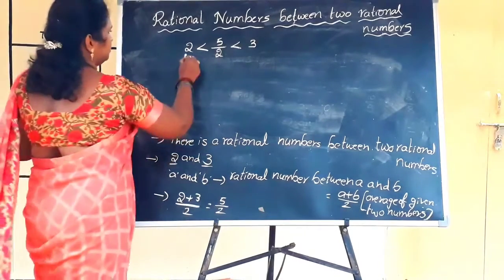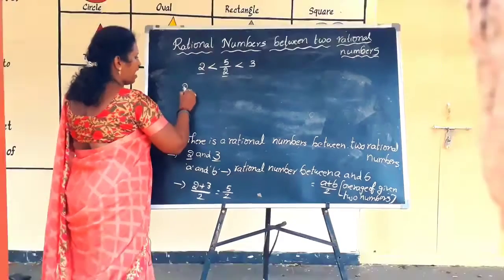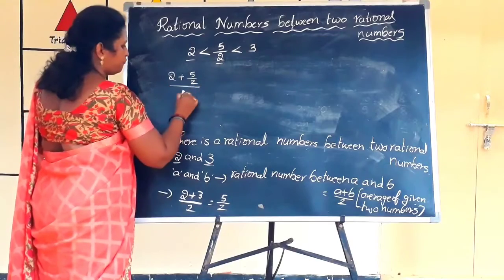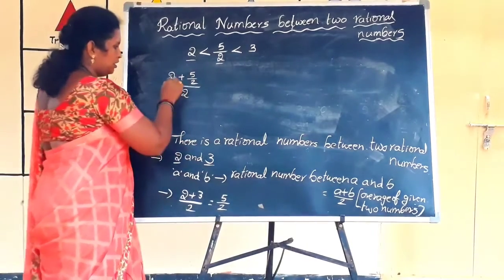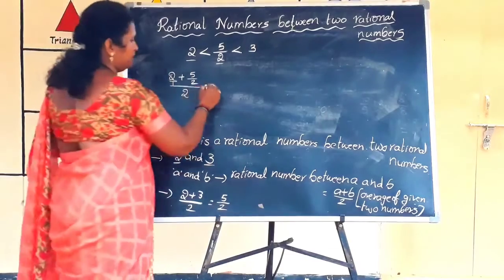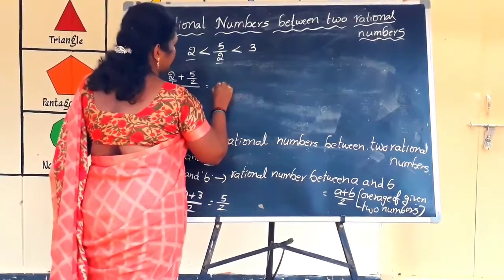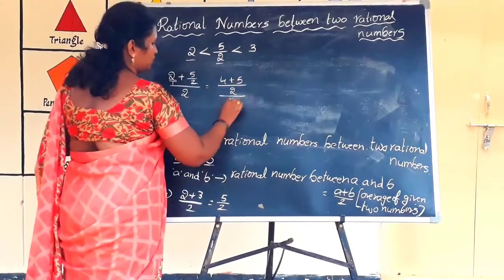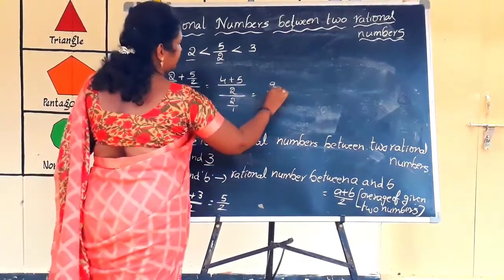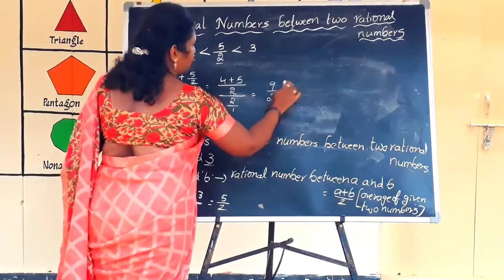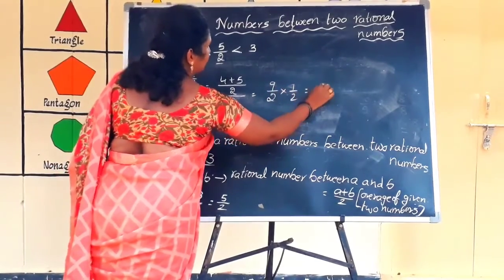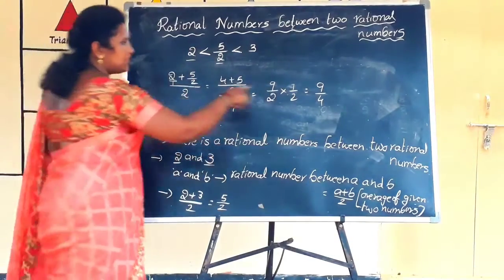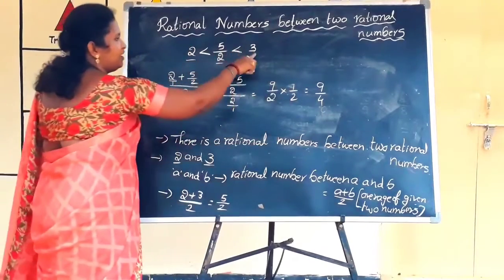Let us see. Now I am taking the average of 2 and 5 by 2. That is (2 plus 5 by 2) by 2. Here nothing is there, it is 1. So here I am having LCM as 2. This is (4 plus 5) by 2, which is 9 by 2 into 1 by 2, which is equal to 9 by 4. Yes, this is another rational number between 2 and 3.